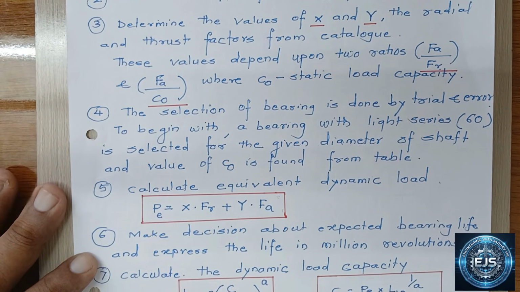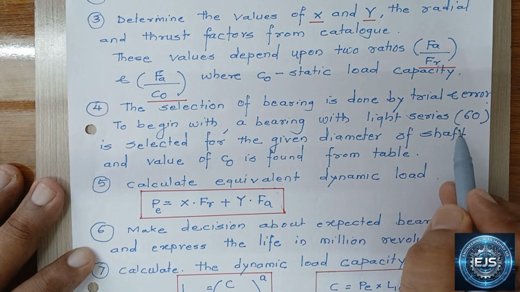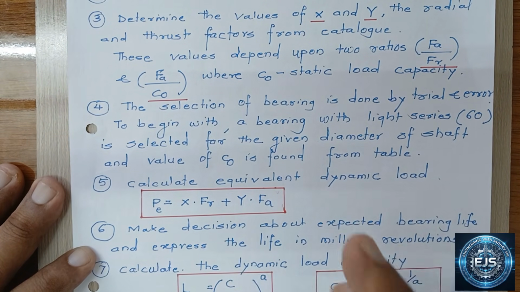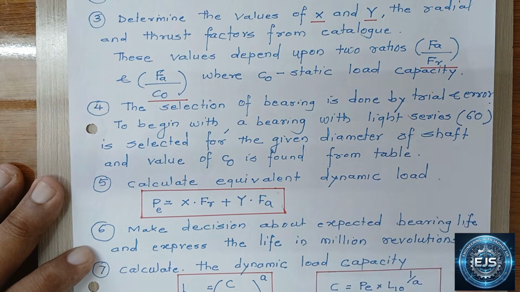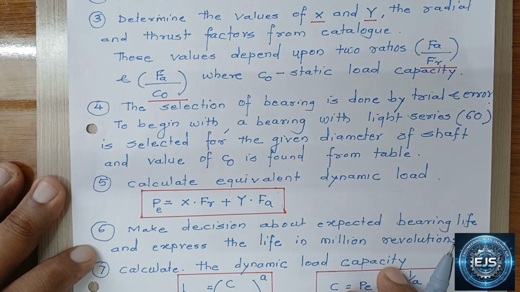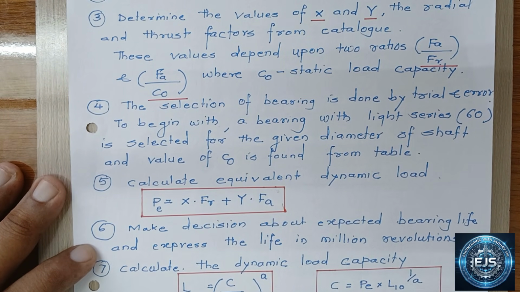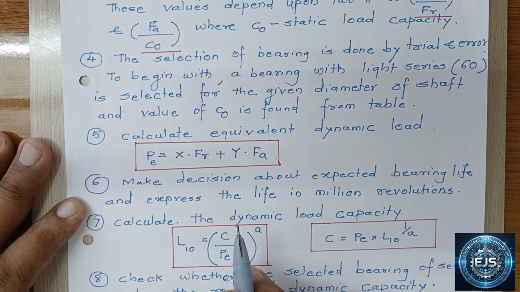Now fourth step is selection of bearing is done by trial and error method. So to begin with, a bearing of light series, generally 60. 60 is a light series bearing. So bearing with light series is selected for the given diameter of the shaft. For the given diameter of shaft, we have to begin with the light series. Then we have to check for medium series, and then we have to go for a heavy series. So to begin with, bearing with light series, that is starting with number 60, is selected for the given diameter of the shaft, and value of the static load carrying capacity CO is found from the table or from the manufacturer's catalog. So this is fourth step. Begin with the light series, that is 60 series.